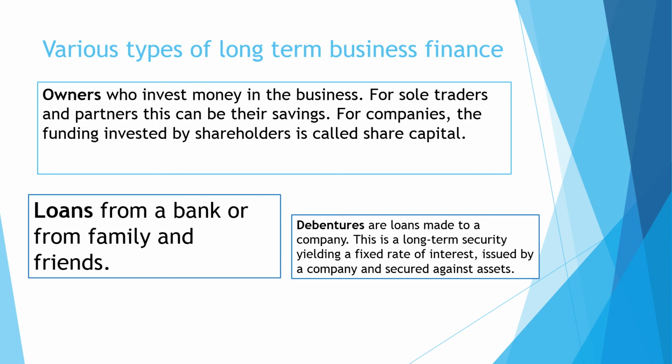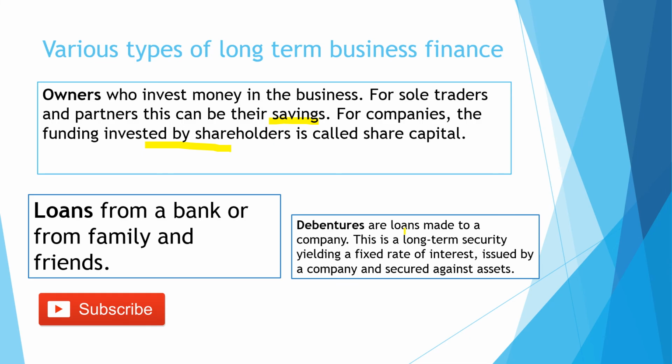So various types of long-term business finance. The long-term business finance can be owners who invest money in the business. For solo traders and partners, this can be their savings. For companies, the funding invested by shareholders is called share capital. Loans from a bank or from family and friends.